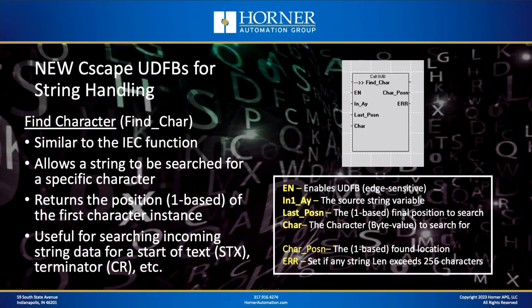So on the input side of the find character UDFB, of course, we've got our enable and our source string that we're going to search through. Last position is what we specify for the last position we actually want to search through. We might have a string of up to 64 characters, and we may only be interested in looking through the first 8 characters to find a certain character. In that scenario, we can specify that the last position I want to search is position number 8 by specifying the last position value.